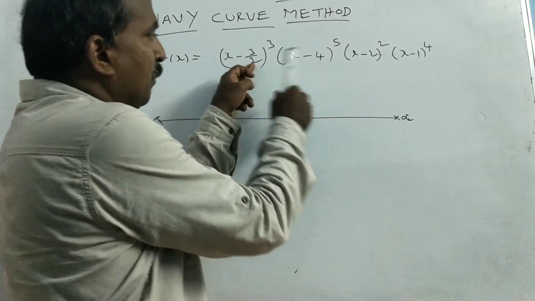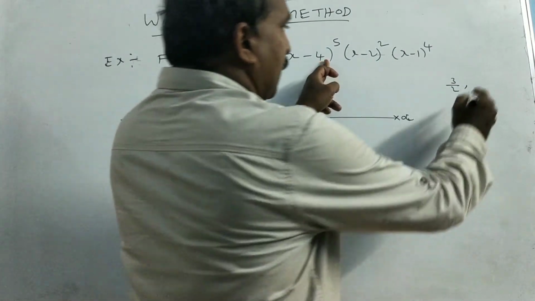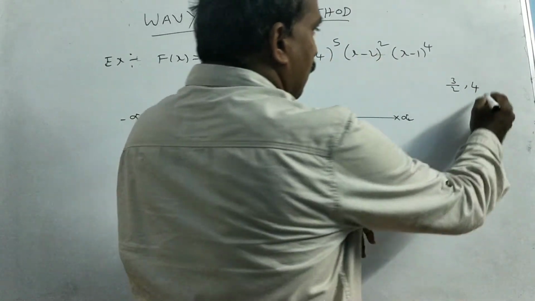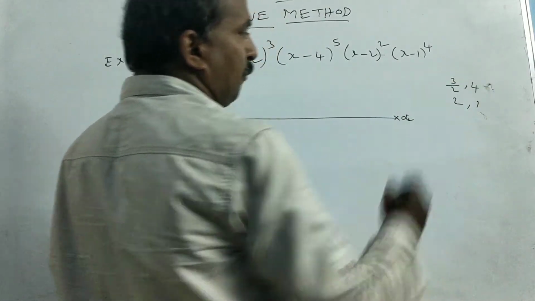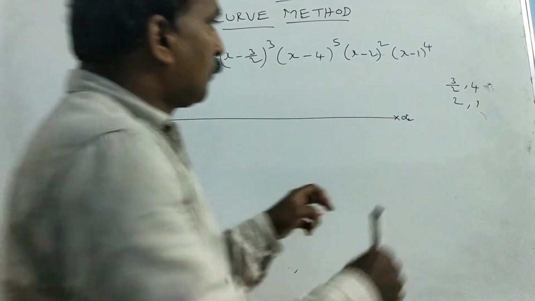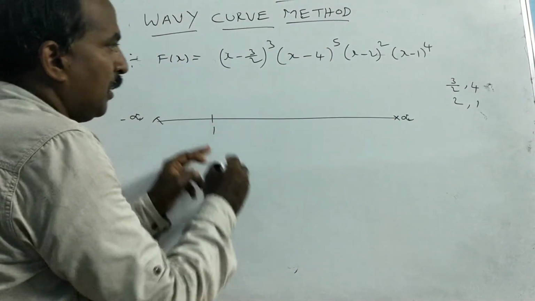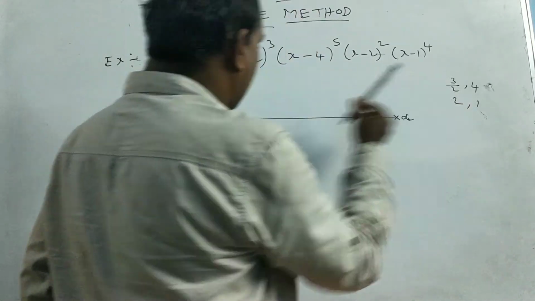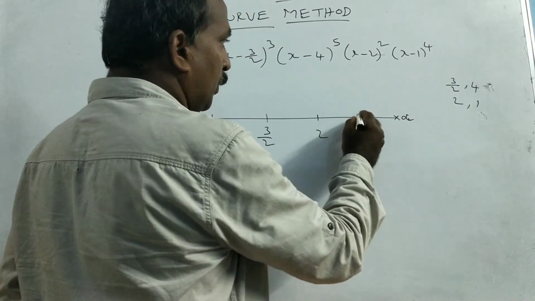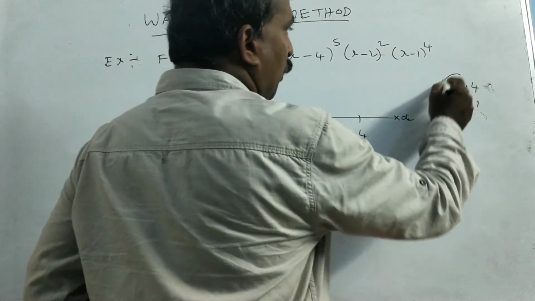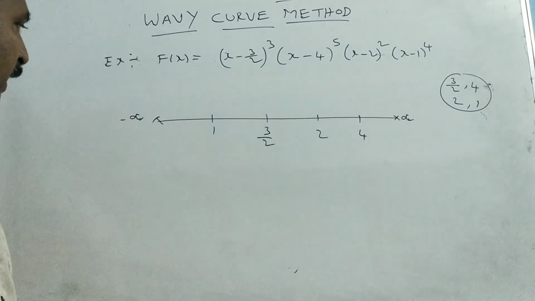If x minus 3 by 2 equal to 0, x equal to 3 by 2. This is one root. X minus 4 equal to 0, x equal to 4. X minus 2 equal to 0, x equal to 2. X minus 1 equal to 0, x equal to 1. Here the least number is 1. Take 1 here. And next least is 3 by 2, and 2, and 4. These 4 roots are arranged in ascending order on the real line in this way.